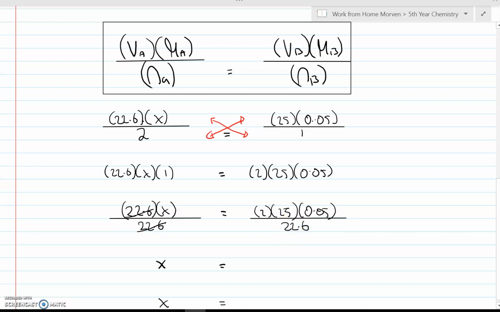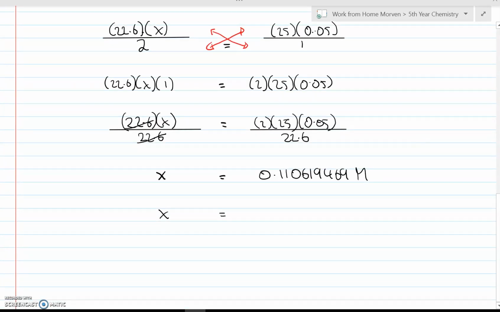Okay, and for me to calculate X then, it's just a matter of working that out. If you type it into your calculator, you'll get 0.110619469. Now, that's moles per litre, that's the concentration, and all we can do then is round it off to 0.11 moles per litre. So that is the strength of our acid.